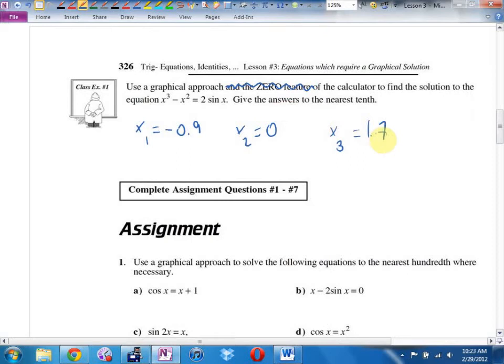I got that. I got negative 0.9, 0, positive 1.7.